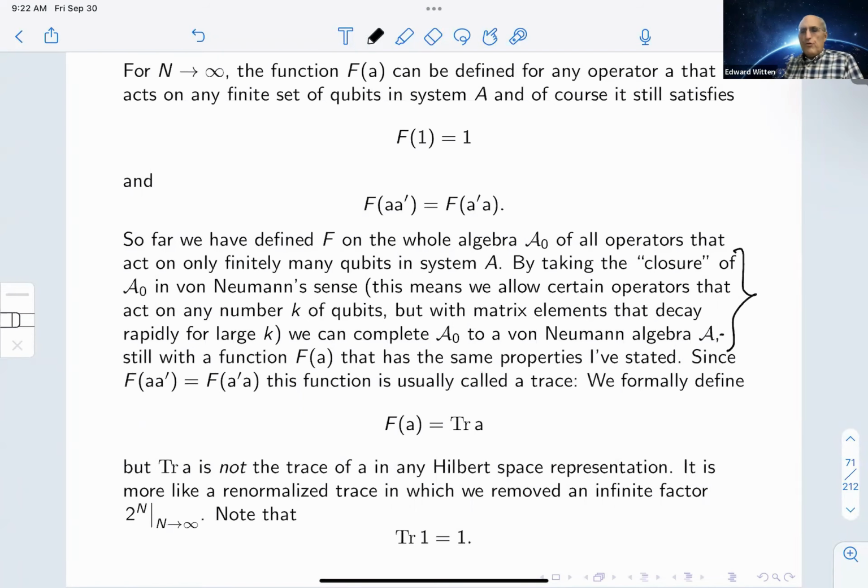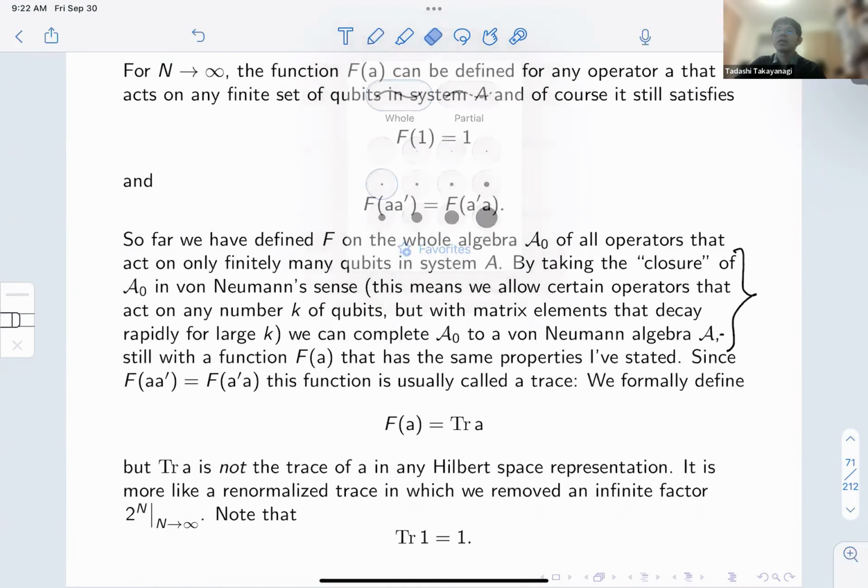If you want to read more, I did write an article called Why Does Quantum Field Theory in Curved Spacetime Make Sense and What Happens to the Algebra of Observables, where I explain more than I'll be able to explain today. Thank you very much.